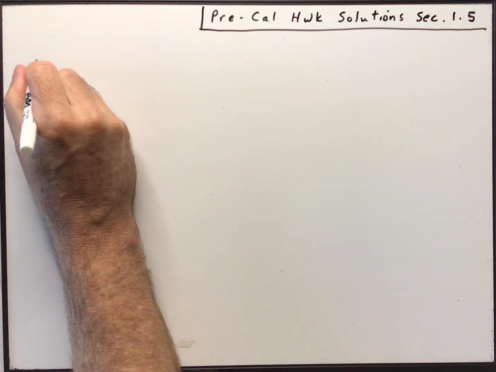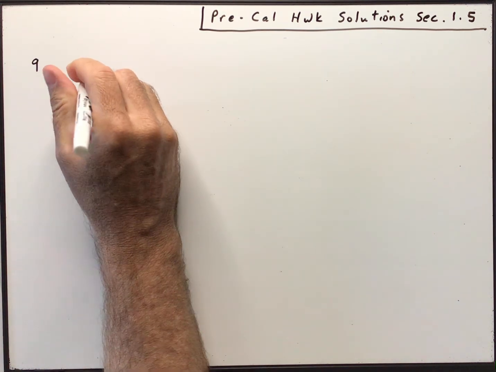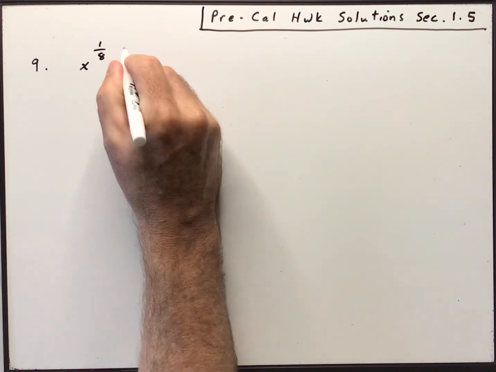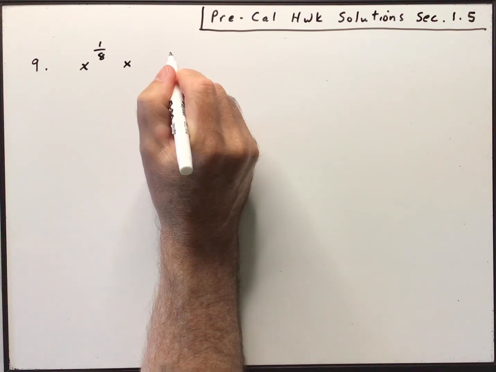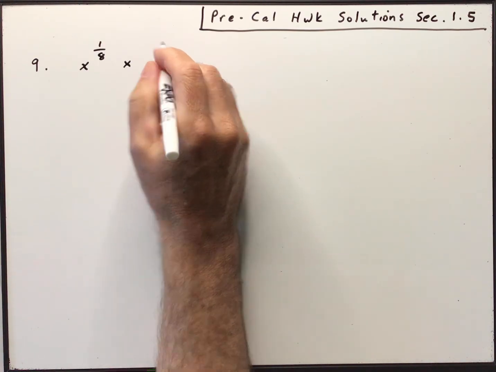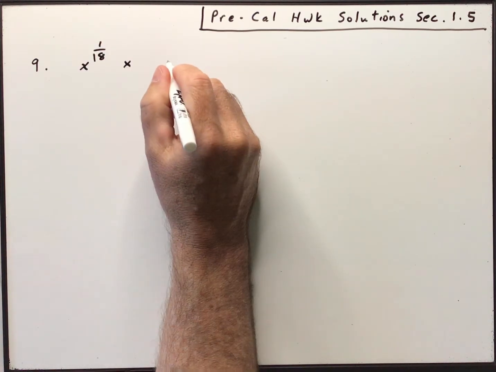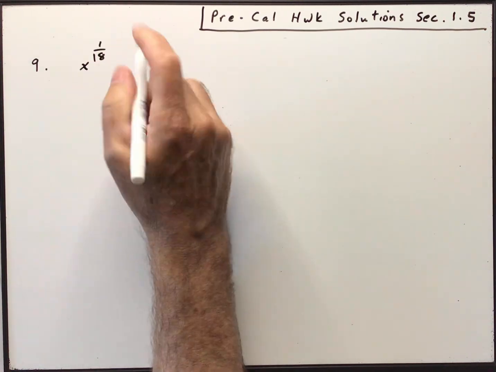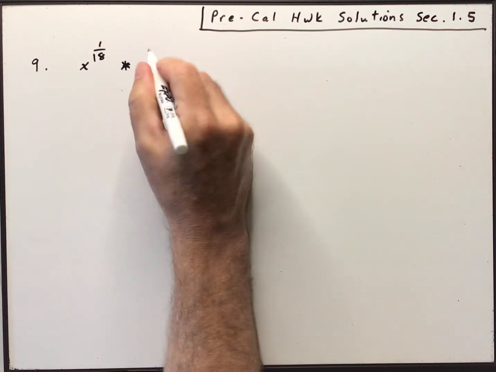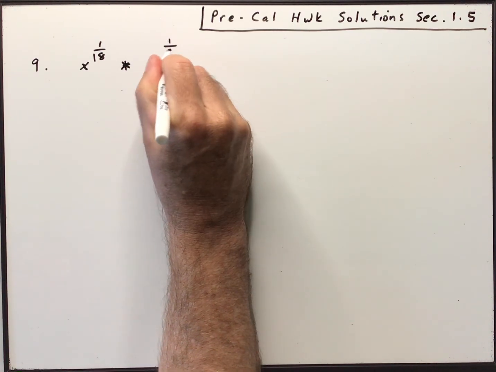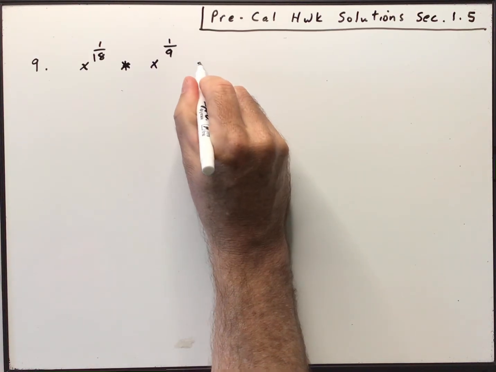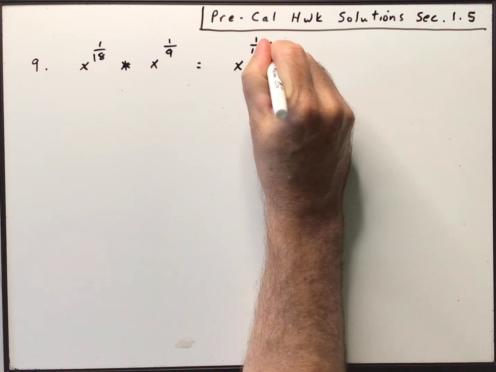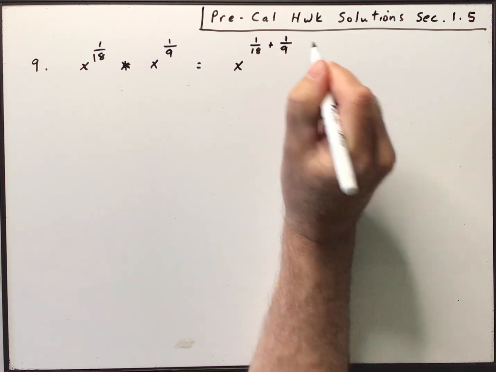Okay, number 9, we want to multiply x to the 1/18 by x to the 1/9. So instead of x's, let me use an asterisk here. Okay, so we're going to add exponents. This is the same as x to the 1/18 plus 1/9 when you multiply the same base.